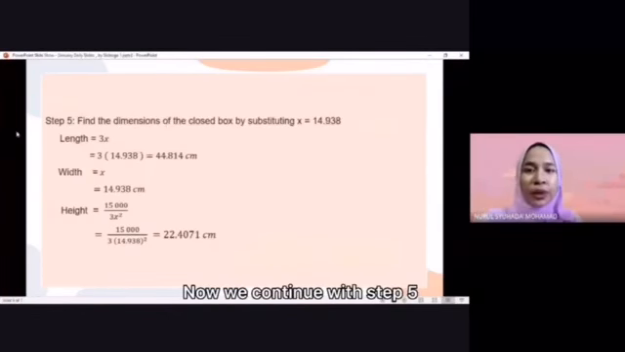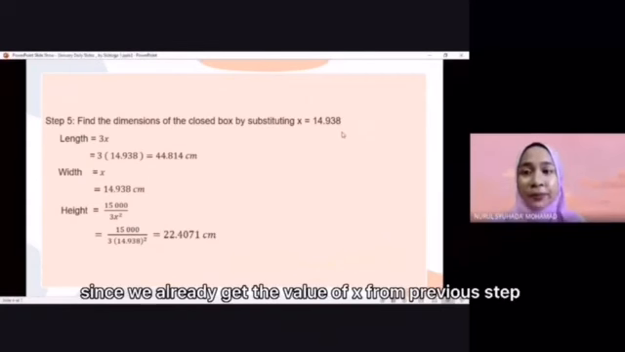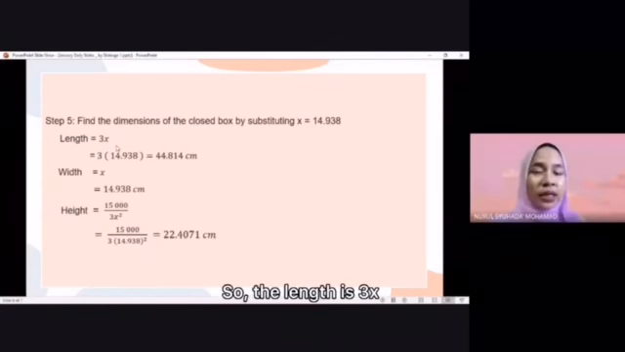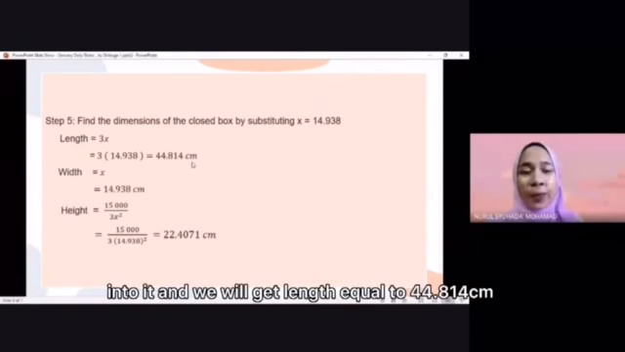Now we continue with step 5. Since we already have the value of x from the previous step, we just have to substitute the value of x into the dimensions of the box. So the length is 3x, we just have to substitute the value of x into it, then we will get length equal to 44.814 cm.